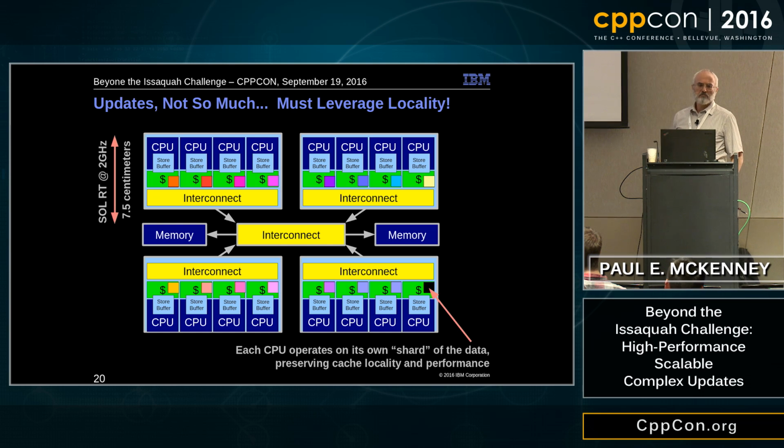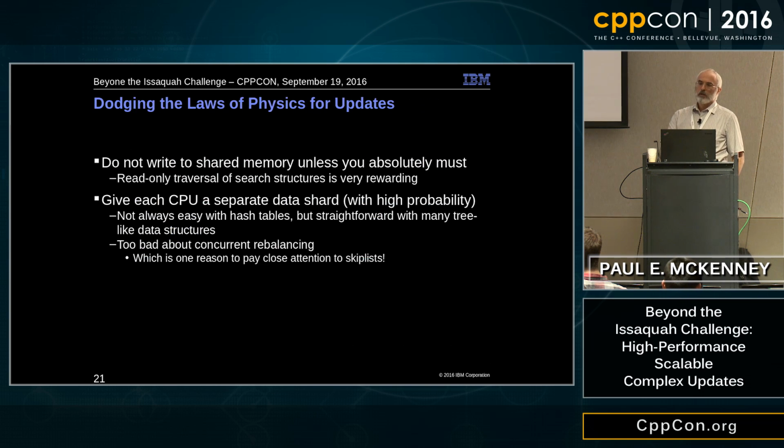So there are some workarounds. One way to dodge it is don't write unless you have to, at least to shared memory. If you're writing to your own memory, that's not so bad. And if you can do a read-only traversal and then only write at the edges where nobody else will notice as much, that can be helpful too. We'll talk about that more. And if you can, you want to shard the data and give each CPU its own little piece and not have them talk back and forth, although sooner or later they usually have to.